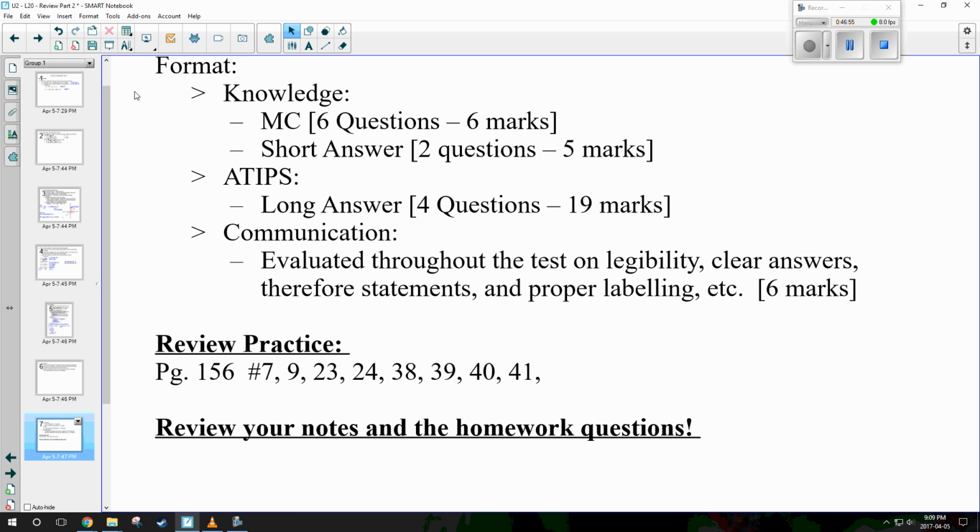For the rest of the class, you have time to work on studying or practice questions or work on the assignment that you got that is due tomorrow. So don't forget to get that done so you don't get any late marks.